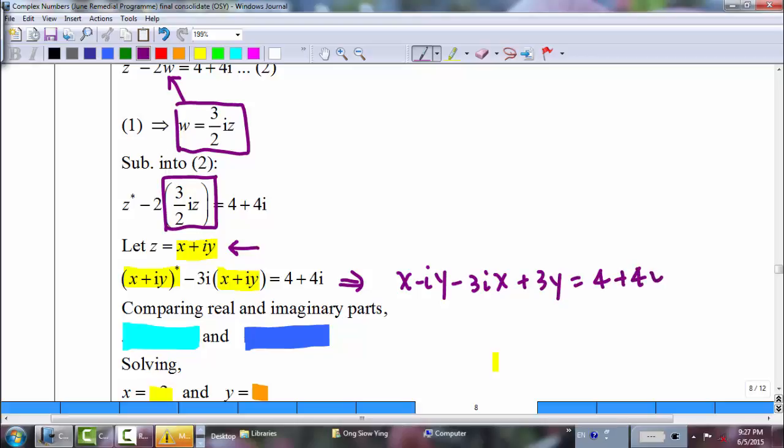Then you make a comparison. The real part is x plus 3y, so one equation: x plus 3y equals 4. The second equation can be formed by equating the imaginary part. The imaginary part is 4. In this particular case, it's minus y and minus 3x, so the imaginary part is minus y minus 3x. It will be equal to 4. So that is the second equation.